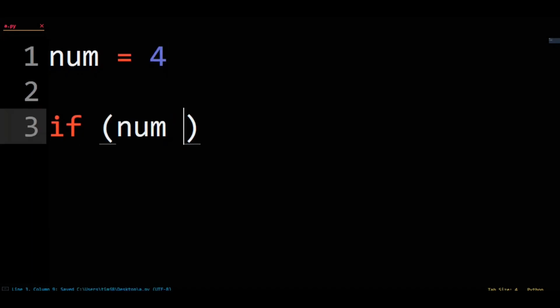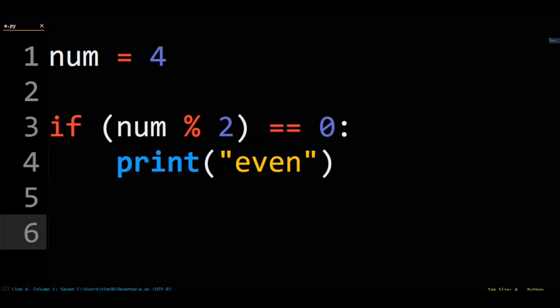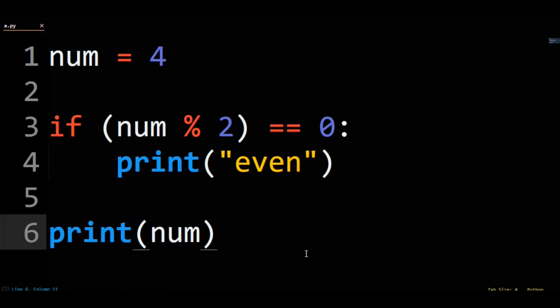If num mod 2 equals 0, colon, then print even. Outside the if, print num. This code reads, if the number is even, then print even. If we run the code, we'll see num is even. So at its most basic, an if statement is simply, if a condition is true, then run some code. Otherwise, continue to run code after the if statement.